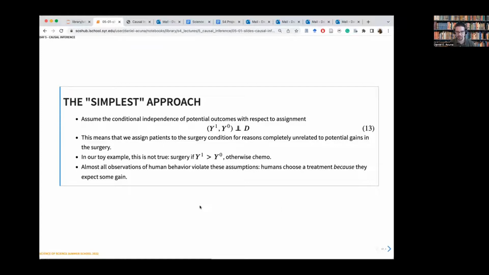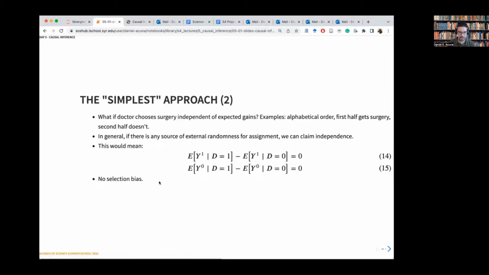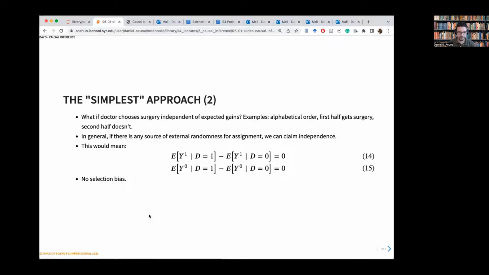A lot of times, doctors select someone to go to surgery because maybe they're trying to predict how well someone's going to do. Almost all observations of human behavior violate these assumptions. Humans choose a treatment because they expect some gains. So let's say if the doctor selects a surgery independent of expected gains, it does some randomization. That would be one way of solving this.